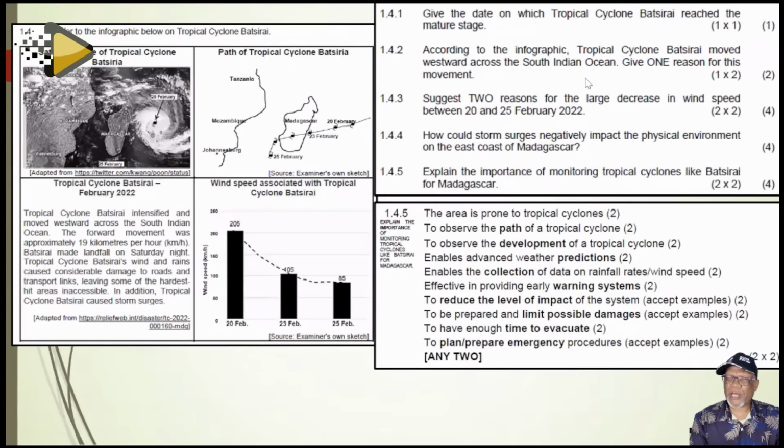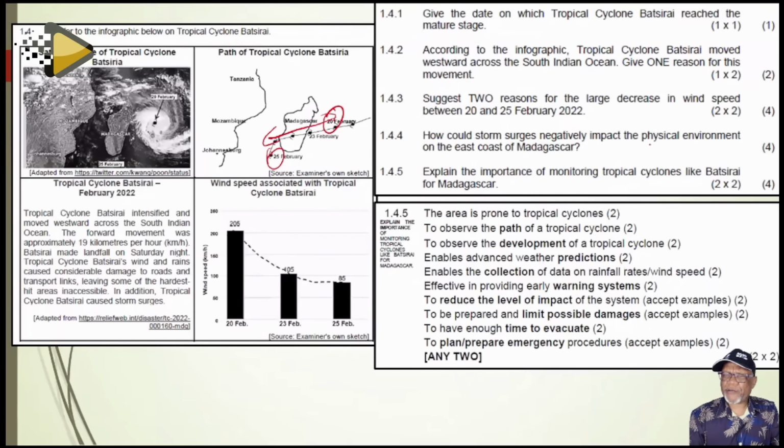Suggest two reasons for the large decrease in wind speed between 20 and 25. Now, where is 20 and 25? There is 20, and there is 25, and the cyclone is moving in this direction. Give a reason why the wind speed changed here. You can see it was moving over the land, so there was high friction over the land. There were a lot of trees and a lot of buildings over the land. So you can look at a number of reasons that would make the tropical cyclone slow down over the land.